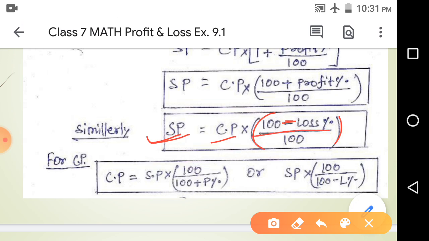Now suppose in some condition we have the selling price but we don't have the cost price, but we have the profit percent. Then what will we do? See, this is given and this is given, but this is what we have to find out. So for this, the cost price remains here, this is the cost price.